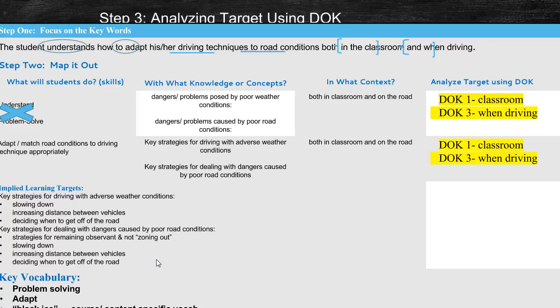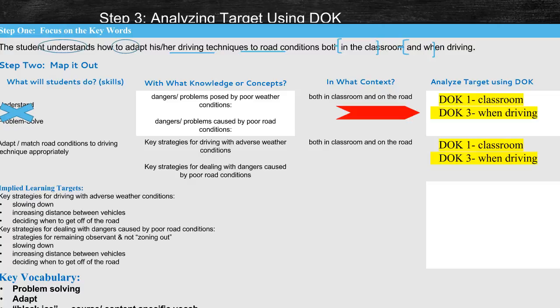So to illustrate this, we went back to the driver's ed example and how we use DOK. So you can see over in the right-hand column where it says analyzing the targets using the DOK. Remember that we were talking about the dangers and problems posed by poor weather conditions. And so we talked about the context being both in the classroom and on the road. So we said that in the classroom, we would use DOK 1, which is a basic recall. But if we were outside driving, we would use DOK level 3, which is actually strategic thinking.